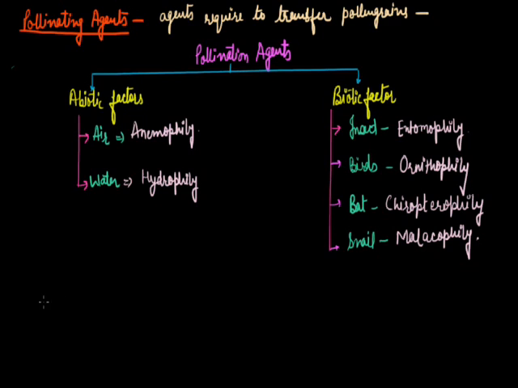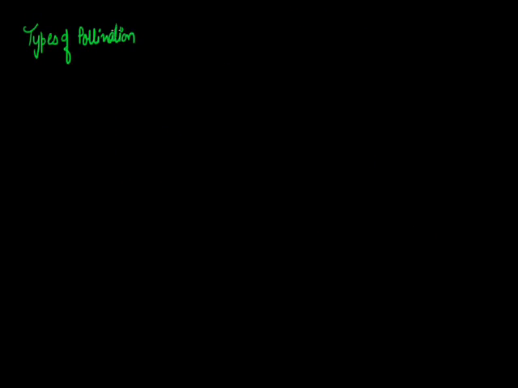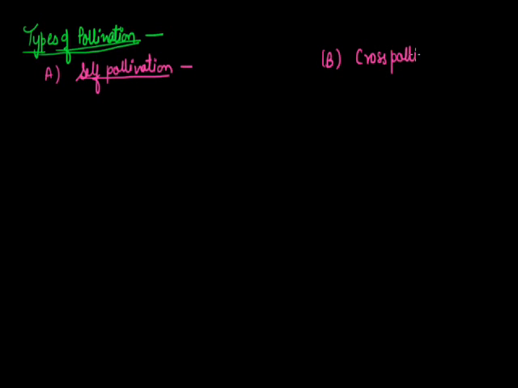Now, on the basis of transfer of pollen grain from one flower to another or on the same flower, pollination is further categorized into two categories. So the next one is types of pollination. This can be categorized into two categories, self and cross pollination. We can understand this process by drawing some flowers with their stamen and stigma.